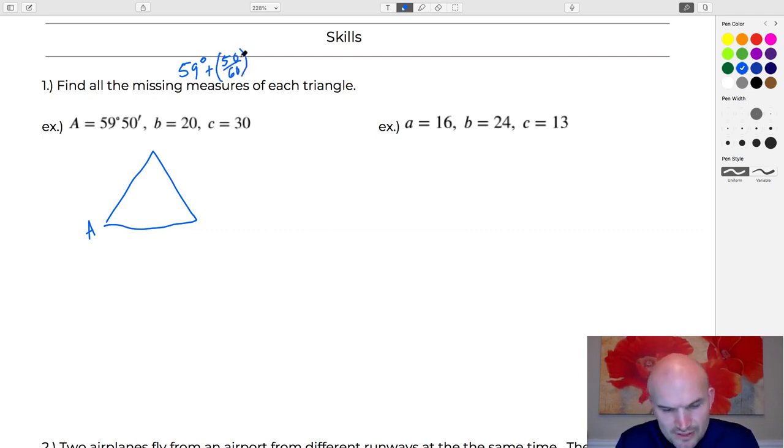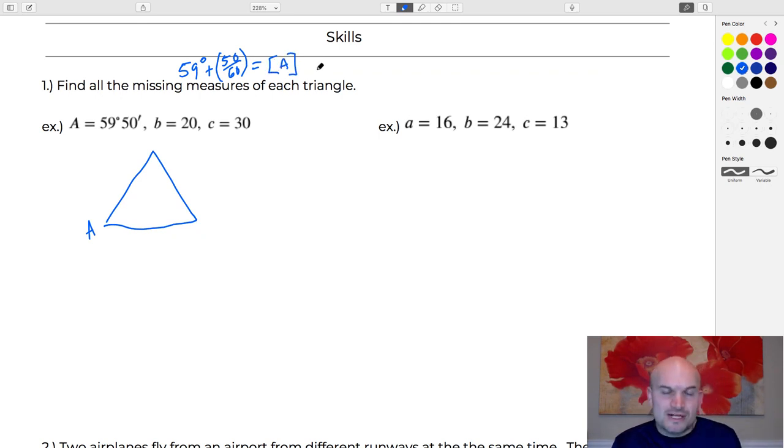So I'm just going to figure out what 50 over 60 is. So 50 divided by 60, and that's going to be 0.8333. And I don't really like that, so I'm going to add that to 59. So I have 59.8333. And what I'm going to do is store that as alpha A. So I'm going to hit store, and then store that as A. So that's going to be stored as my alpha A.